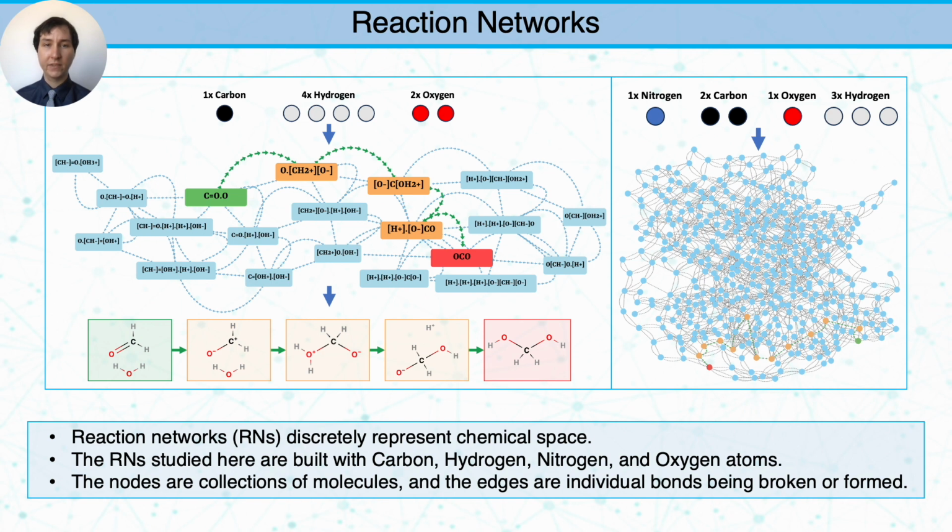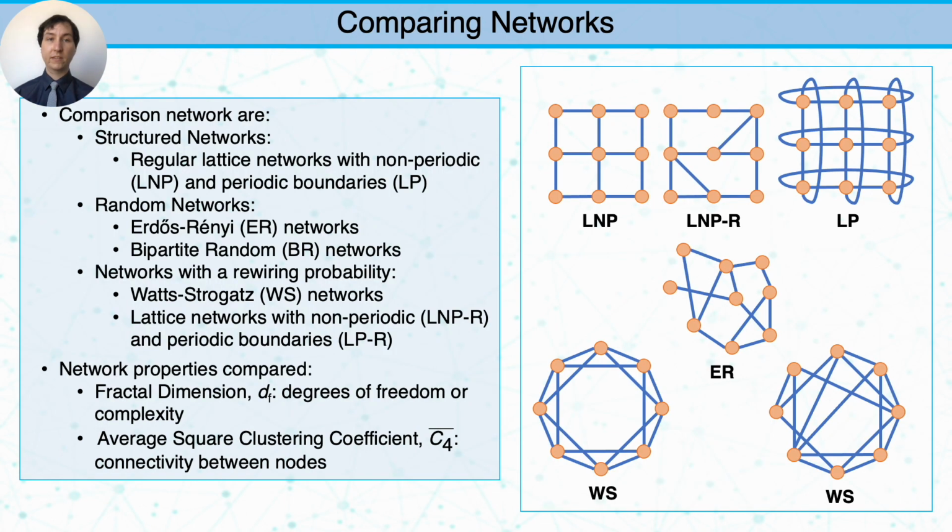to products. The reaction networks are constructed using a collection of molecules of fixed stoichiometry, number of atoms, as nodes, and stoichiometry-preserving transformation rules, bond breaks and bond formations, as edges. To generate a network, a single node is initialized with a molecule or molecules, and given the rule set defined, all possibilities are enumerated. This generates networks like the one shown on the slide, and all reaction networks studied here are built with only carbon, hydrogen, nitrogen, and oxygen atoms.